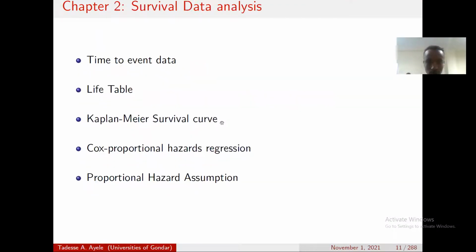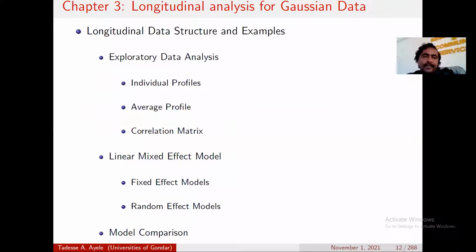Okay. All right. So this chapter will be, second chapter will be on survival analysis. The third chapter will be longitudinal data analysis for Gaussian data. Under this chapter, we'll see longitudinal data structure, and we'll see some examples of longitudinal data, exploratory data analysis like individual profile, average profile, correlation matrix.